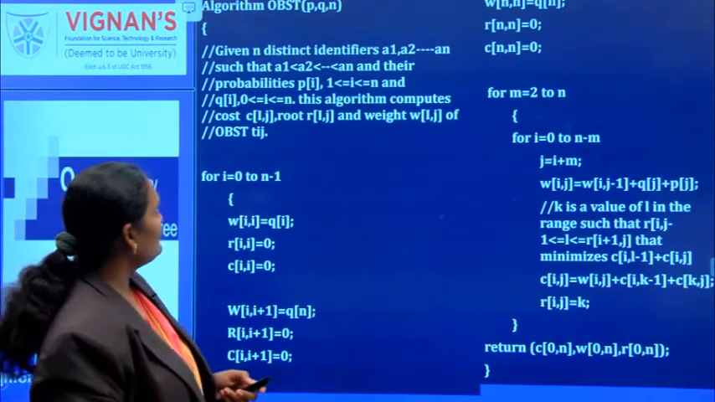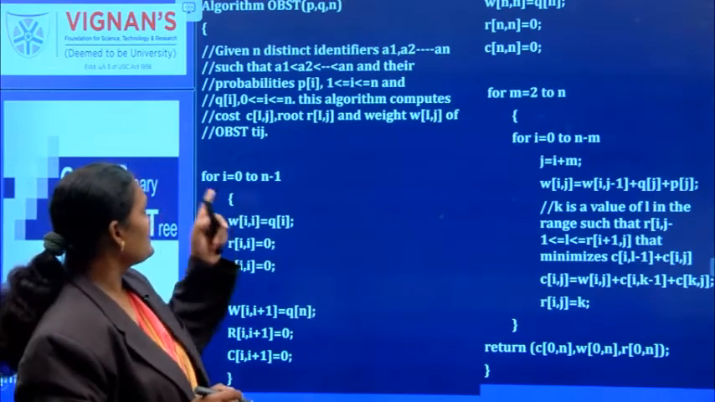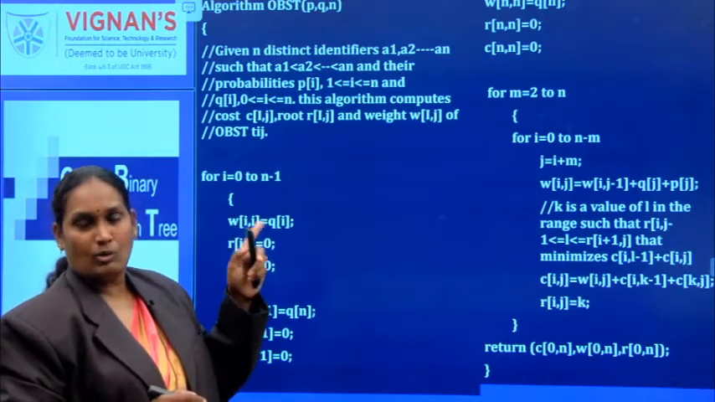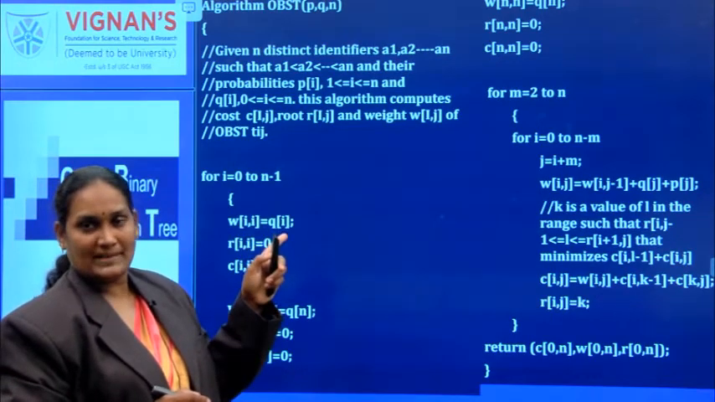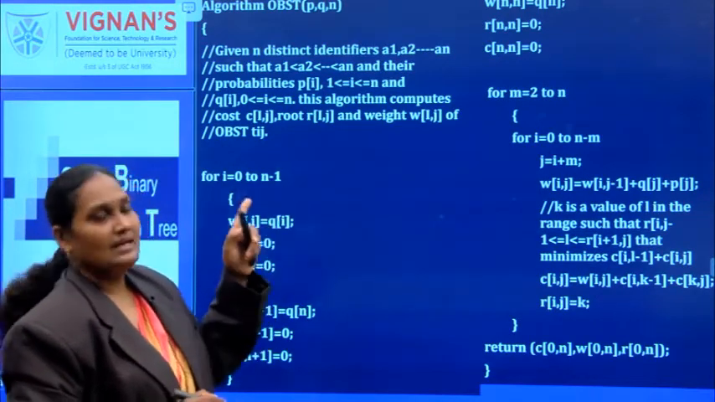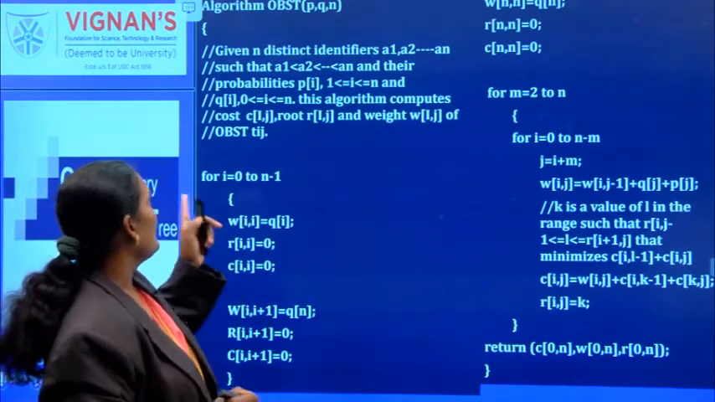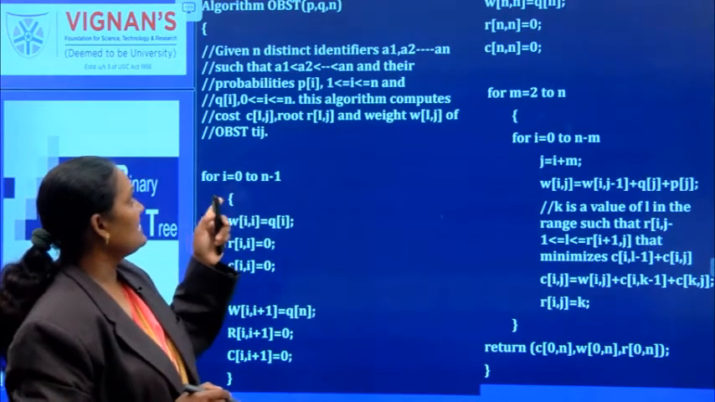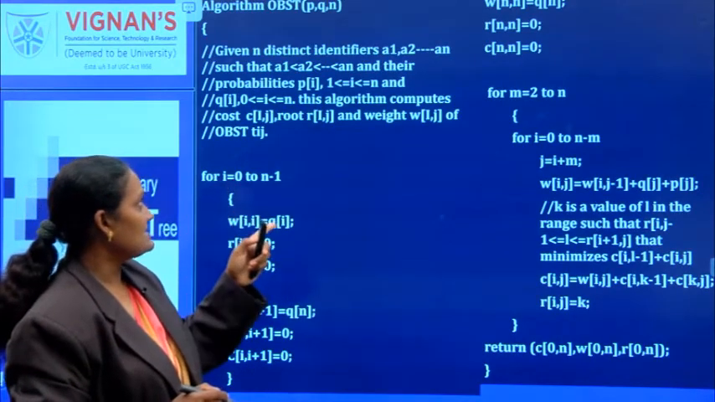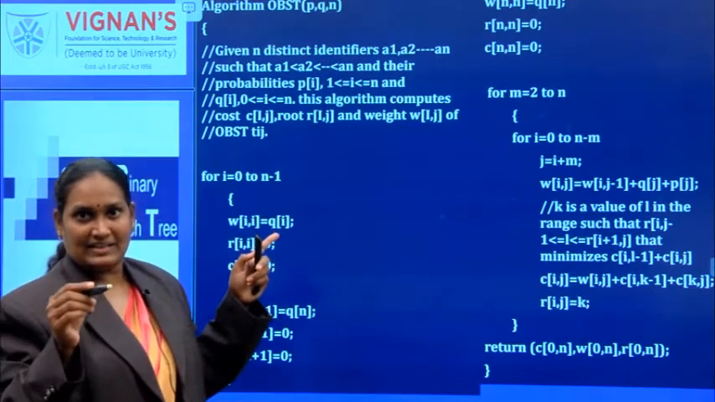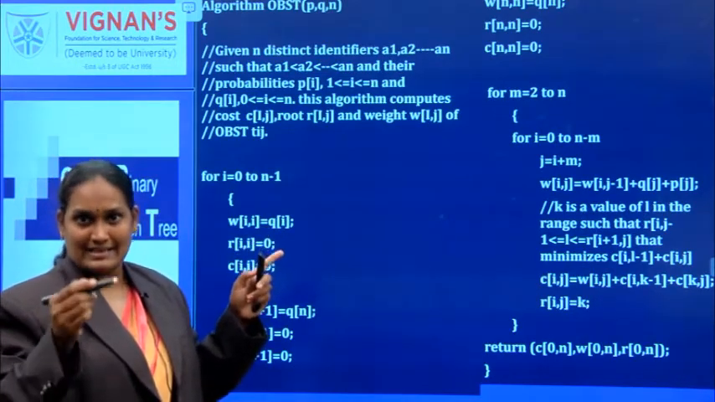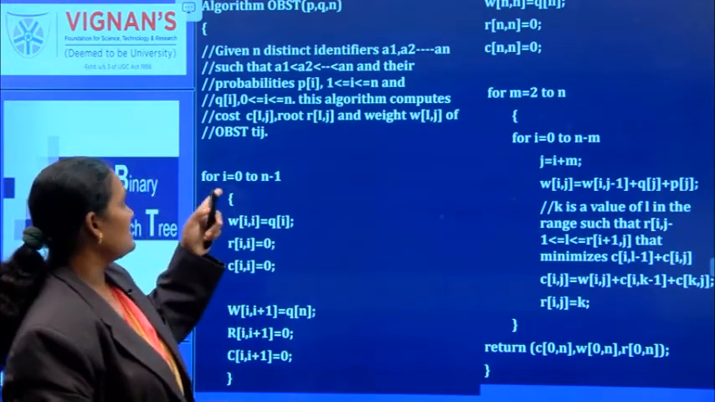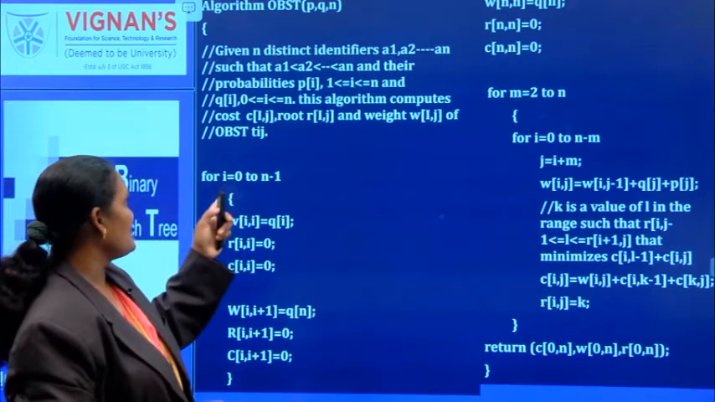Now here we are passing 3 parameters: P, Q, N. Here P are the probabilities of key elements, Q are the dummy probabilities of dummy nodes, and N is the number of identifiers. Given n distinct identifiers A1, A2, and so on up to An, such that A1 is less than A2, less than, and so on, less than An. If the given identifiers are not in increasing order, you need to arrange them in increasing order. Their probabilities are Pi and the dummy probabilities are Qi.